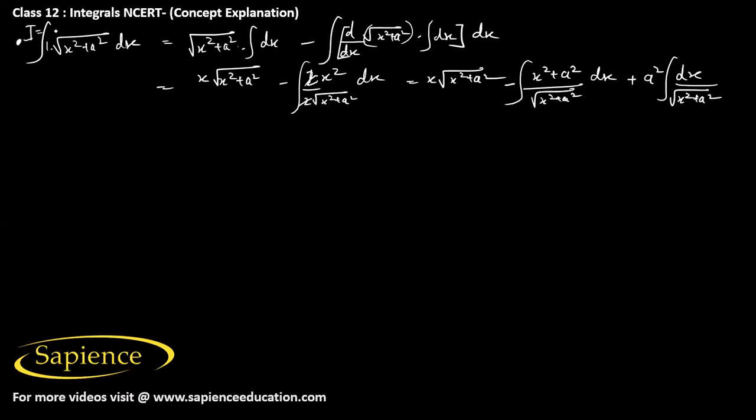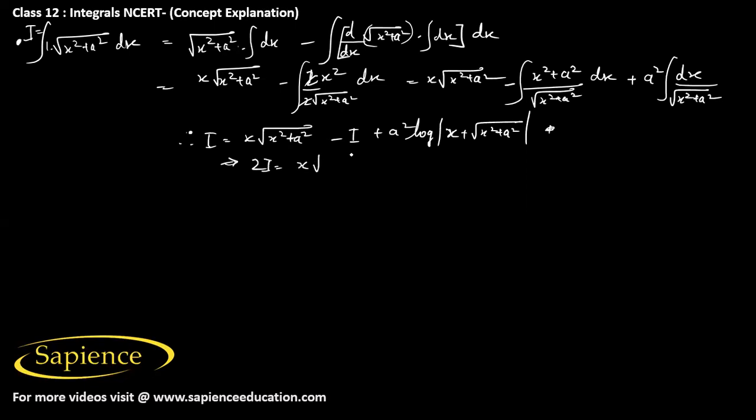And if you take this integral as I, then this integral is also I. So therefore we can write I equal to x square root of x square plus a square minus I plus a square into log mod x plus square root of x square plus a square. And so we can write 2I equal to x into square root of x square plus a square plus a square log mod x plus square root of x square plus a square. So therefore I will be equal to simply half of this.